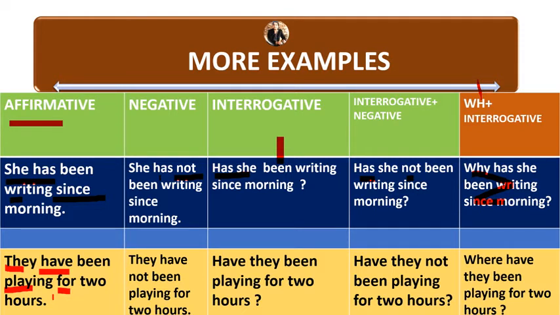So in this way, you can make thousands of sentences if you learn the basic structure: how to make affirmative, how to make negative, how to make interrogative, how to make interrogative plus negative, and then the question words. We can put a question only when the sentence is interrogative. Okay, so now let us discuss the use of since and for, where we have made use of since and for.